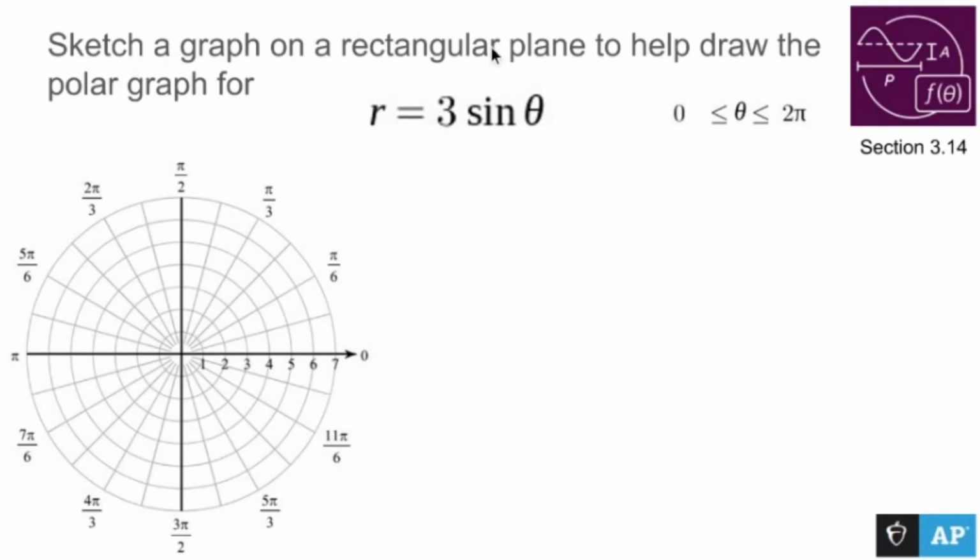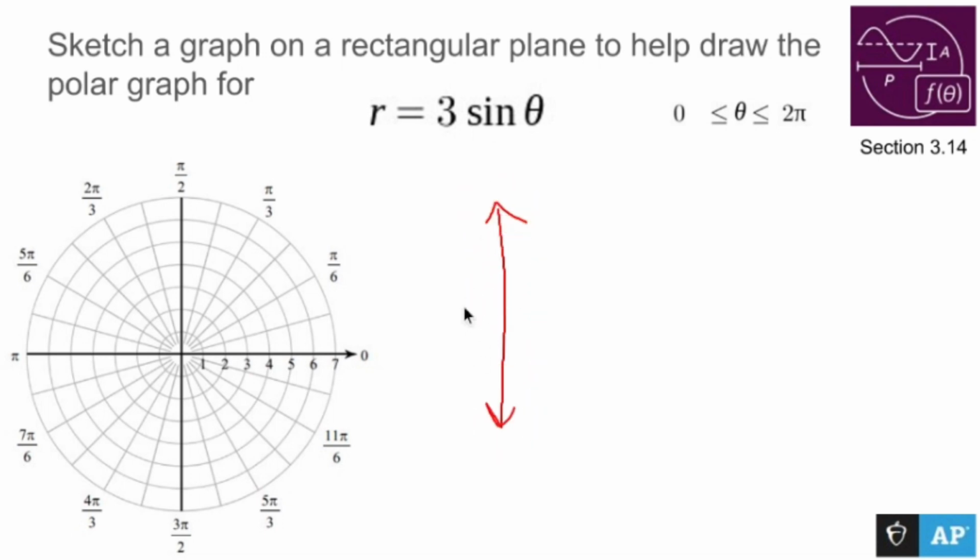Sketch a graph on a rectangular plane to help draw the polar graph for r equals 3 sine theta. Whenever I graph a polar graph for sine theta or cos theta, it has a very specific look, as long as it's just sine theta or just cos theta. The number in front of it just makes that picture bigger. That's all it does. So let's draw out what it's asking us to draw out.